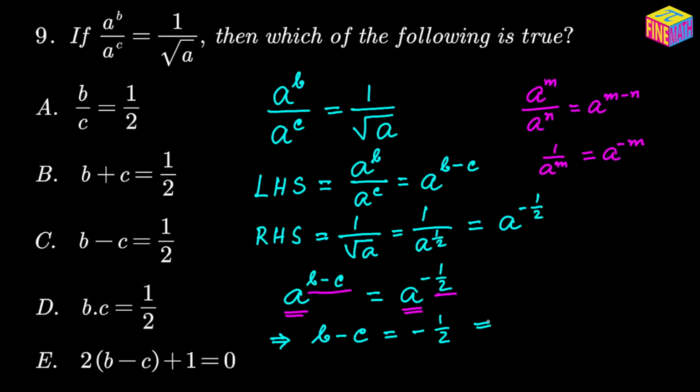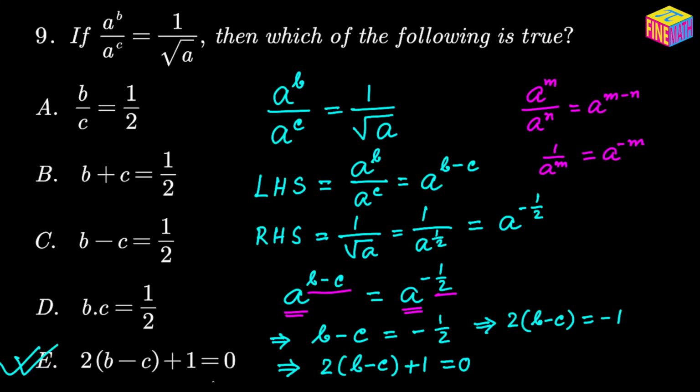And now if we multiply both sides by 2, we are going to get 2 times b minus c is equal to negative 1. And then if we bring the negative 1 to the left hand side, this will become 2 times b minus c plus 1 is equal to 0. And if you look at our answer options, we already see the answer there, which is option E: 2 times b minus c plus 1 is equal to 0.